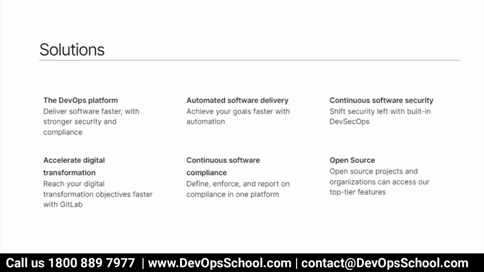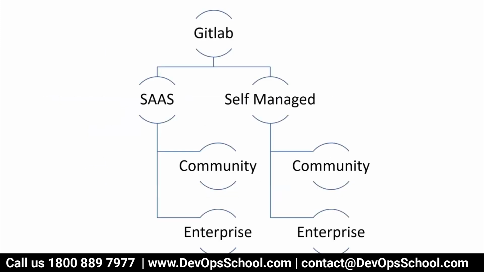You can do automated software delivery. You can do continuous software security, which I was talking about, DevSecOps, right? Security they are also implementing. Accelerating digital transformation means when you want to migrate to new technologies, it will help you accelerate. Continuous software compliance also, it will help you define, enforce, and report on compliance on one platform. And again, many features are open source solutions. Many are also paid, but many are open source.